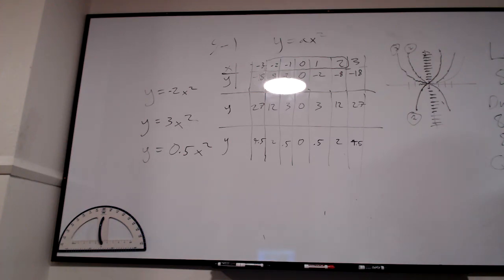Yes. Okay. So now, what is the difference? How would you describe the difference between negative 2x squared and positive 3x squared? What is the difference between those two graphs? One's positive, one's negative. One's opening up, one opening down. And one is slightly fatter. Yes, correct.